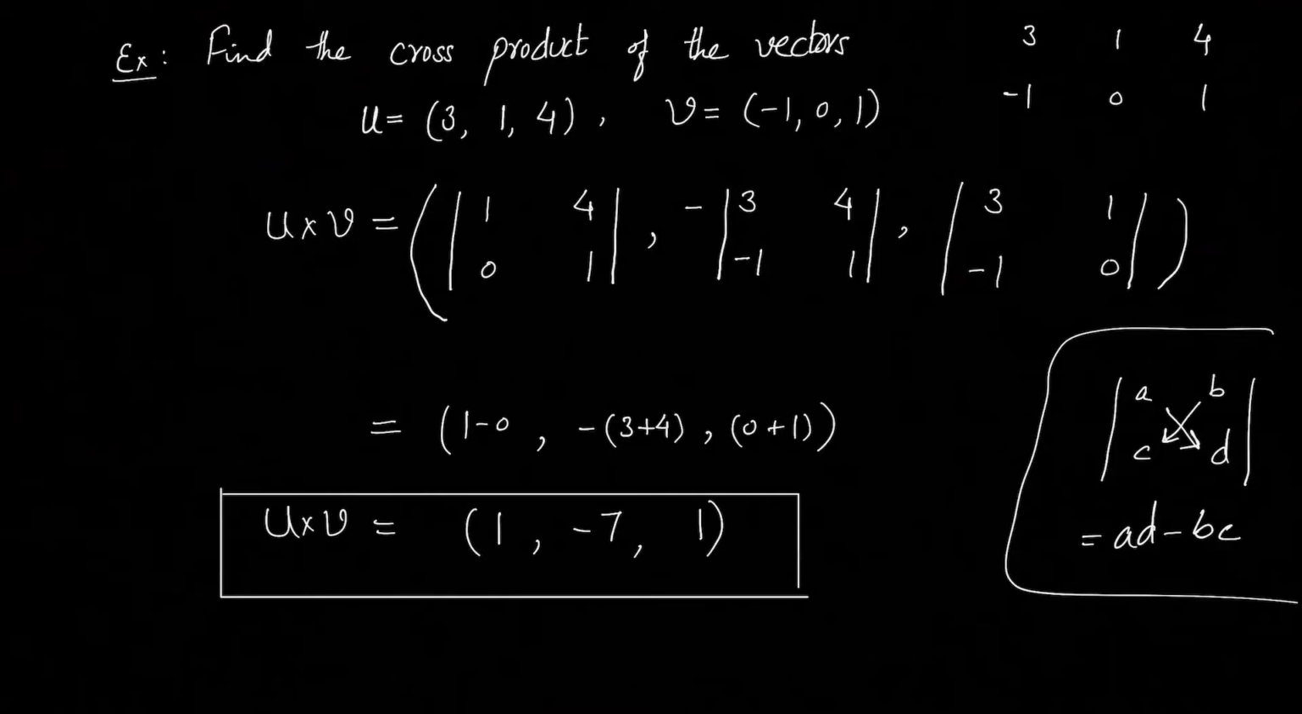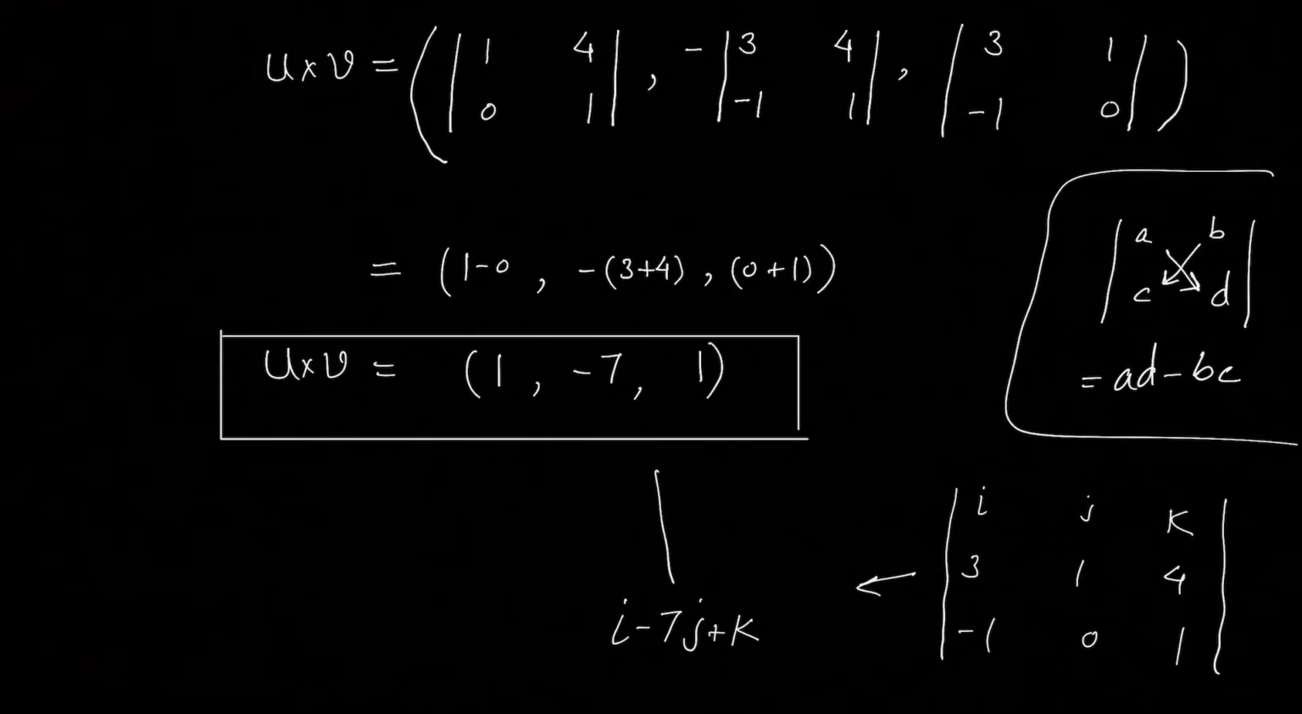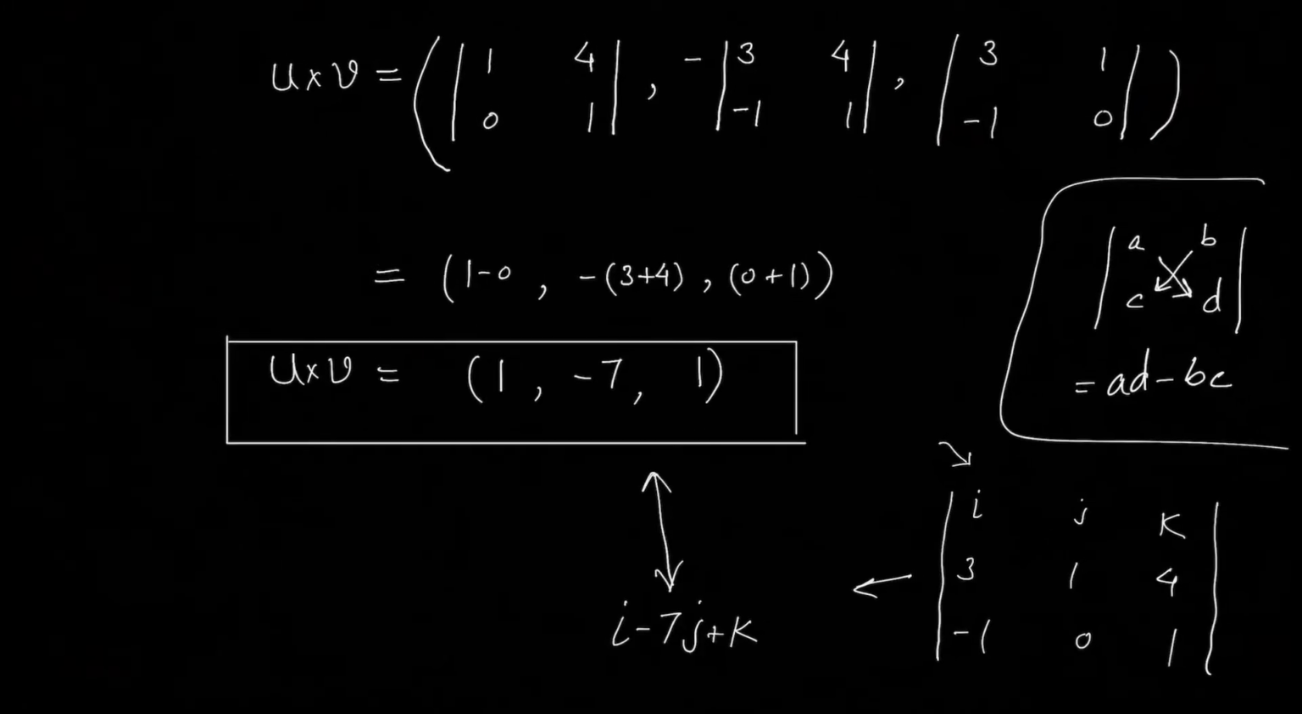In this way we can find it very easily, or if you want to find it by the method of determinants, just form the 3 by 3 determinant of i, j and k, and write down the vectors 3, 1, 4, minus 1, 0, 1. Now just find the determinant of this, and you will get the vector i minus 7j plus k. You know that these two have the same meaning, so you will get the same vector. So if you want to find the cross product of vectors using a 3 by 3 determinant, you can use this method.